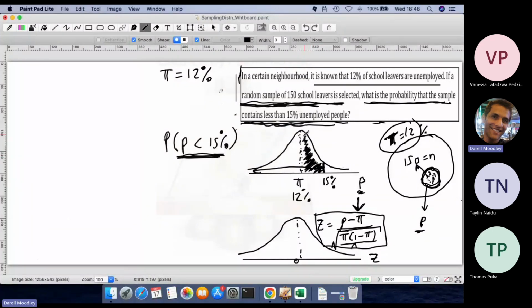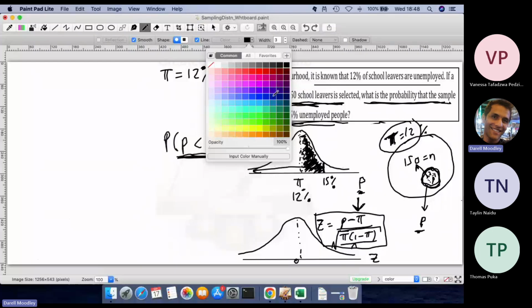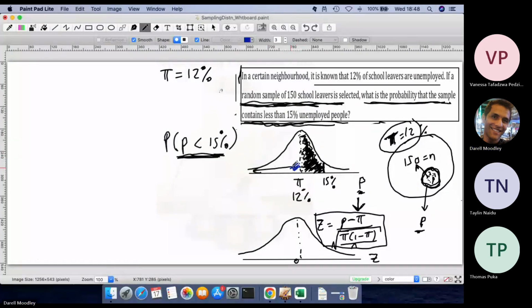So this area here, which I'm shading in black, and I'll shade the other half of the area in blue. If you work out both these areas, that's the answer. You need to work out the blue area and the black area and add them up, because that's the total area for everything that's less than 15%.